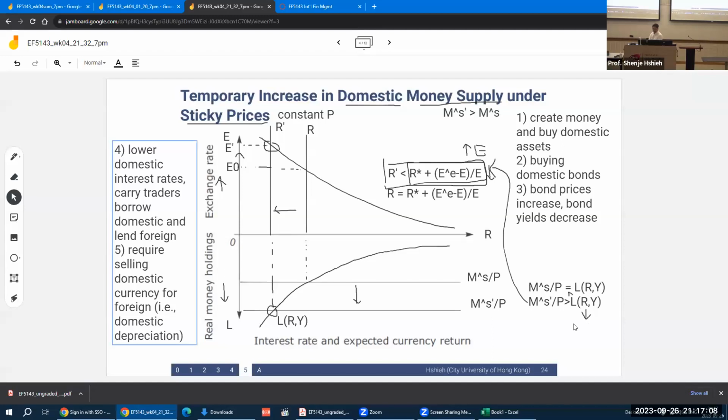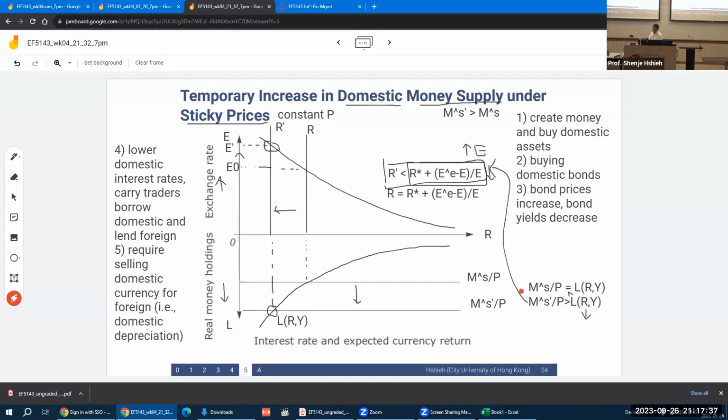And in order to restore equilibrium, something has to happen with the free parameter that restores equality. So what that means here is that L has to increase somehow through R. And because we know there's a negative relationship between L and R, decreasing R will increase L. So we should expect R to decrease to restore equilibrium.